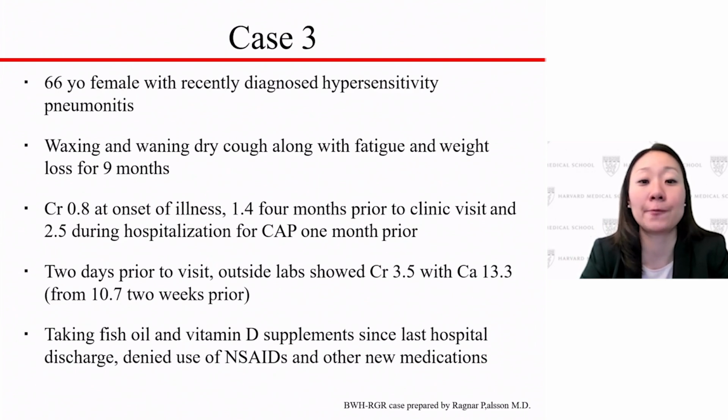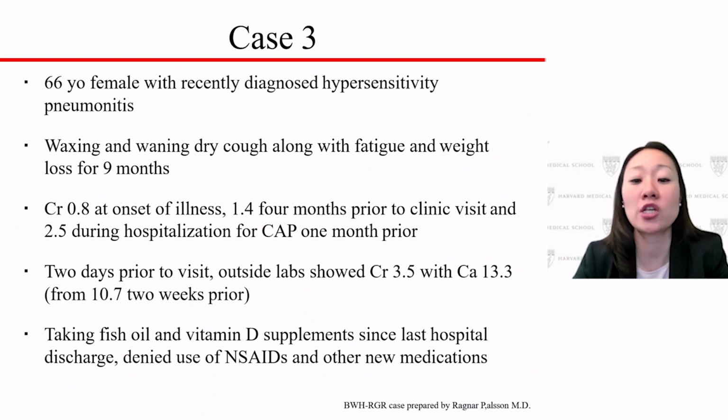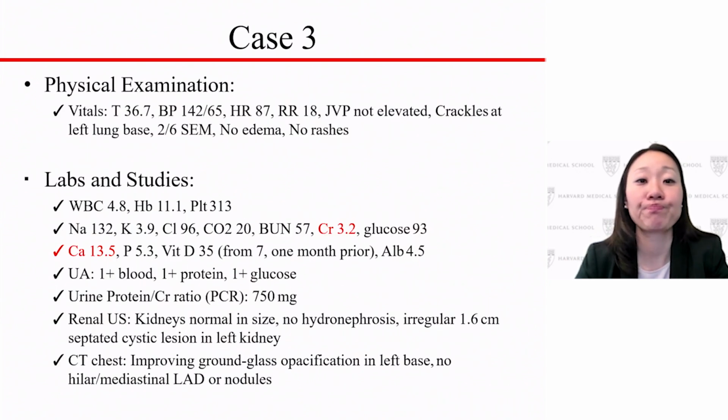milligrams per deciliter. 2 days prior to presentation, her outside labs revealed a creatinine of 3.5 and hypercalcemia with a calcium level of 13.3. She has been taking supplements, including fish oil and vitamin D, since her last hospital discharge, and she denies the use of NSAIDs as well as other medications. Her physical exam is notable for hypertension, lack of elevation of her JVP. She does have crackles at her left lung base, no edema or rashes.